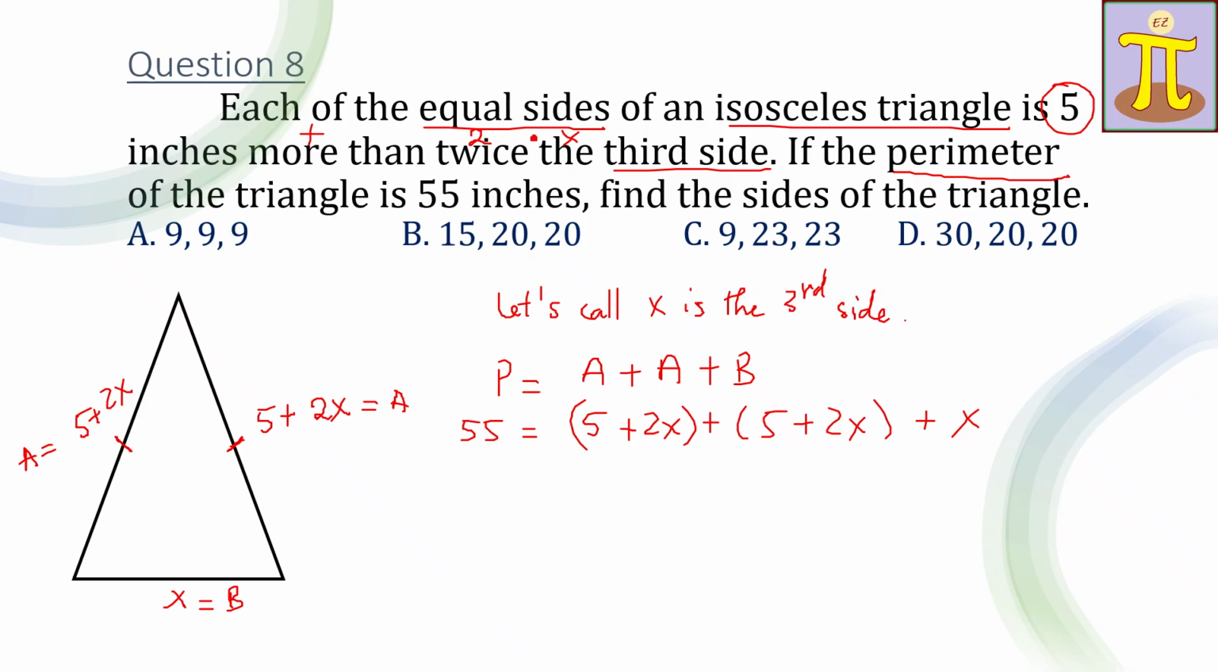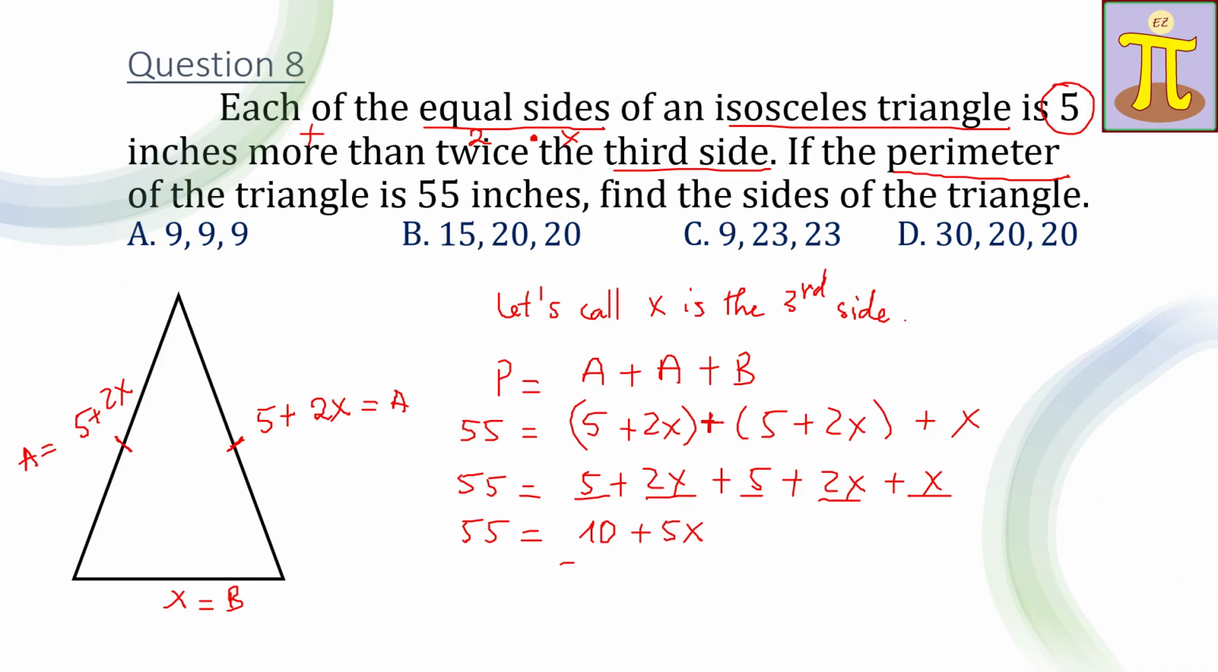Let's simplify the left hand side. We'll have 5 add 2x plus 5 add 2x plus x. So all of this is additions, we can take off the parentheses. So 5 add 2x add 5 add 2x plus x. Simplify one more step. We have 5 add 5 is 10. 2x add 2x is 4x plus x is 5x.